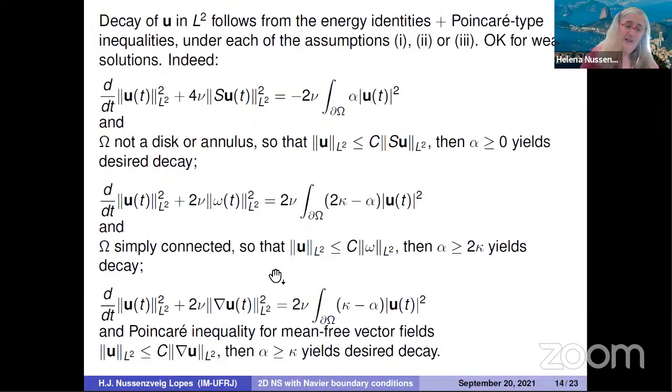And finally, you have a general Poincare inequality valid for any domain omega. And you get the desired decay if you assume that kappa is less than or equal to alpha everywhere on the boundary. So this is pretty simple.